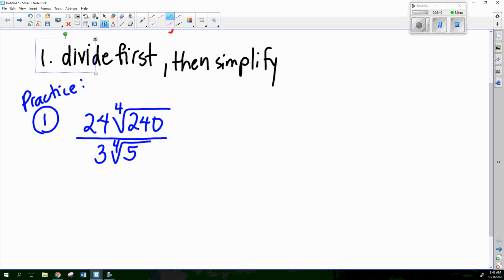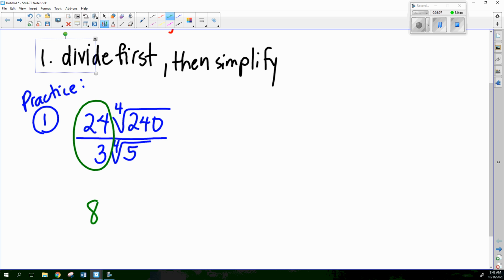All right, so because we're going to divide first, what parts do you think we're allowed to put together? What things are we allowed to divide to get us going? The coefficients, which in this case are what? 24 and 3. So we're going to divide those. What is 24 divided by 3? 8. Okay?